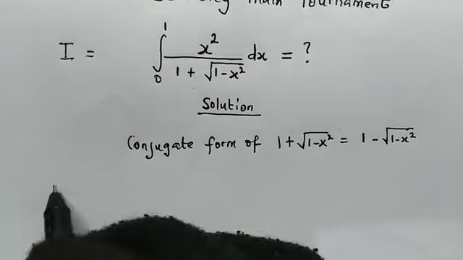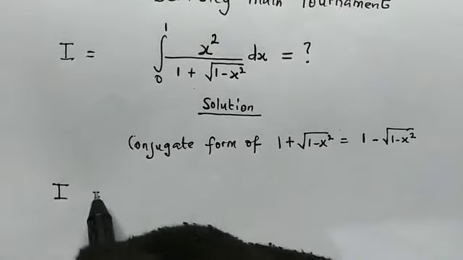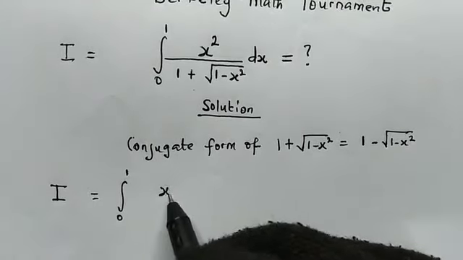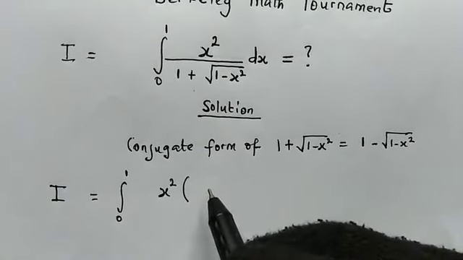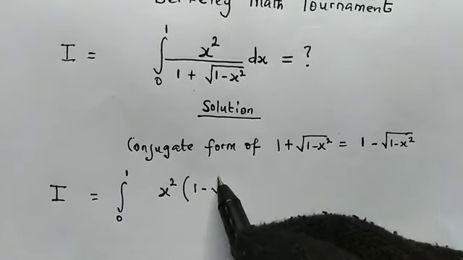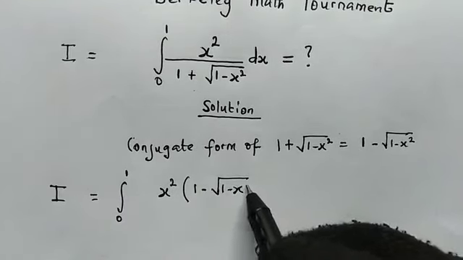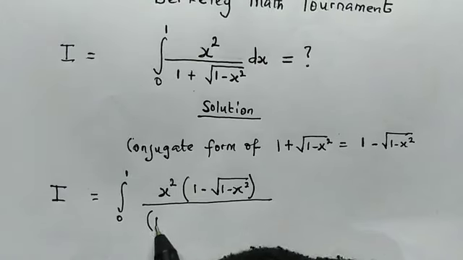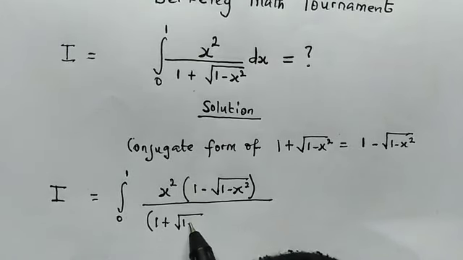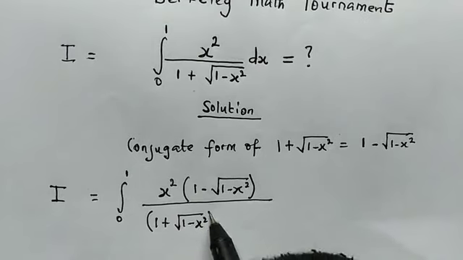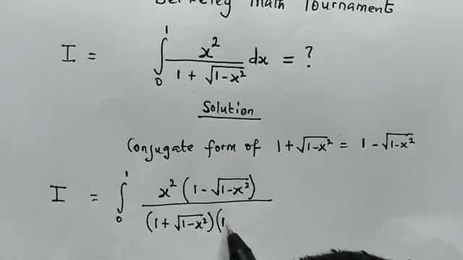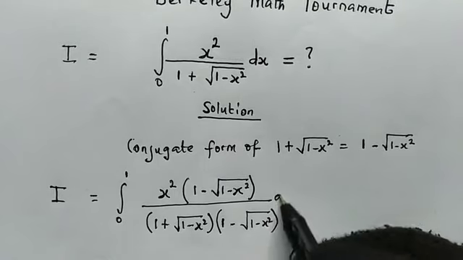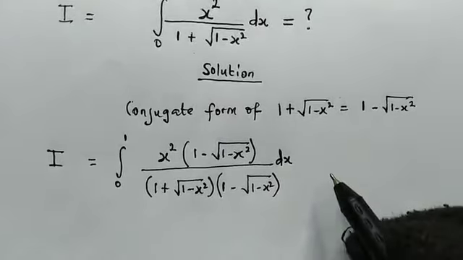So here we're going to have that I will be equal to the integral from 0 to 1, then x squared multiplied by the conjugate form of the denominator, that is 1 minus square root of 1 minus x squared, then divided by the denominator 1 plus square root of 1 minus x squared multiplied by the conjugate 1 minus square root of 1 minus x squared. Then we have here dx.